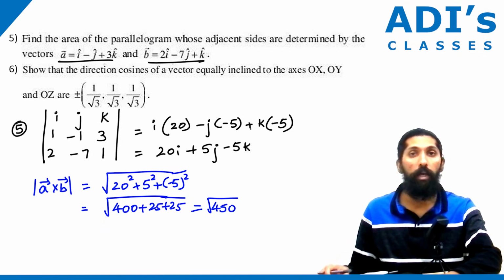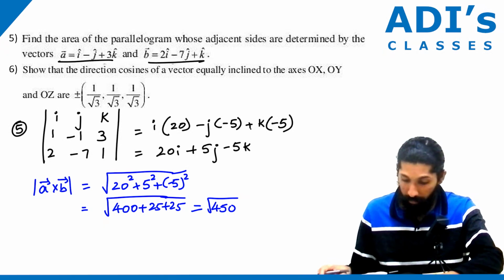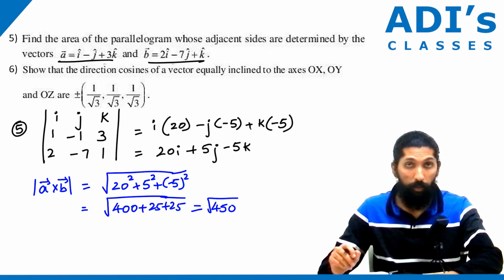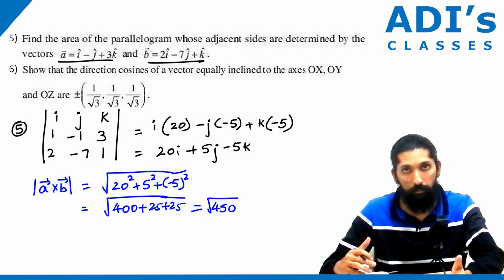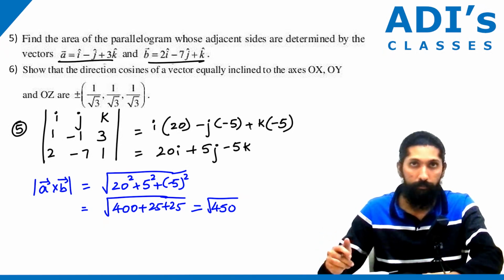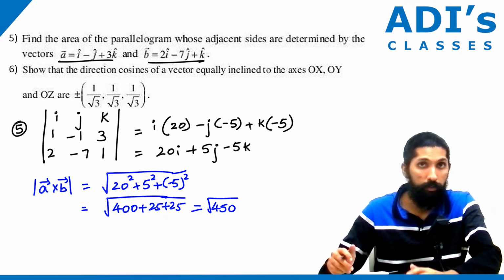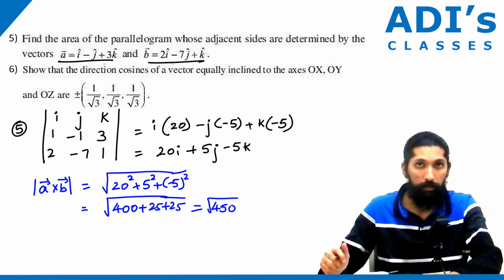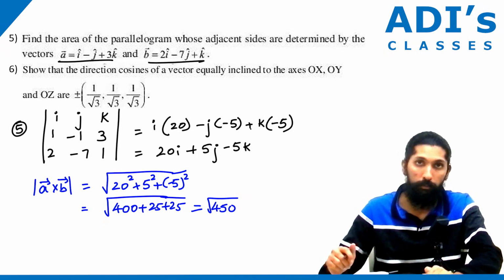Now what we can do, we'll have to take common. Two things are there. One, you can divide by 9. If you take 9, 9 into 5 is 45, so 450 you will get. You can write 3 root 50. Root 50 can also be written as 5 root 2. Isn't it? So you might as well take 225 common.